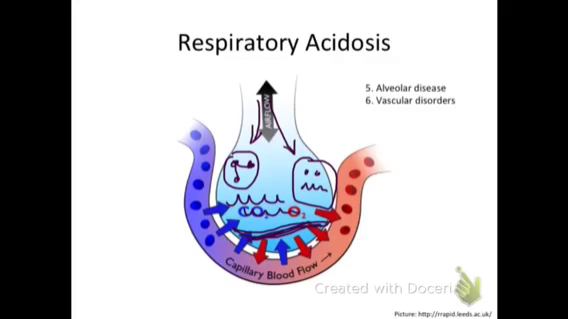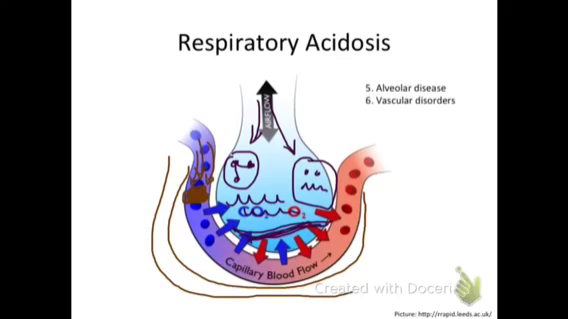Vascular disorders that can cause respiratory acidosis include pulmonary thromboemboli, so deposition of little thrombi within blood vessels that occlude blood flow, and also right to left shunts. With right to left shunts, the lungs are bypassed, so the unoxygenated blood does not become oxygenated, and instead it mixes with the oxygenated blood. So that's with right to left shunts.